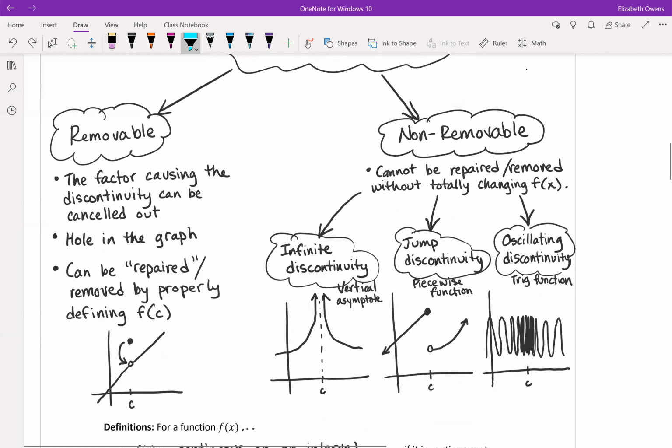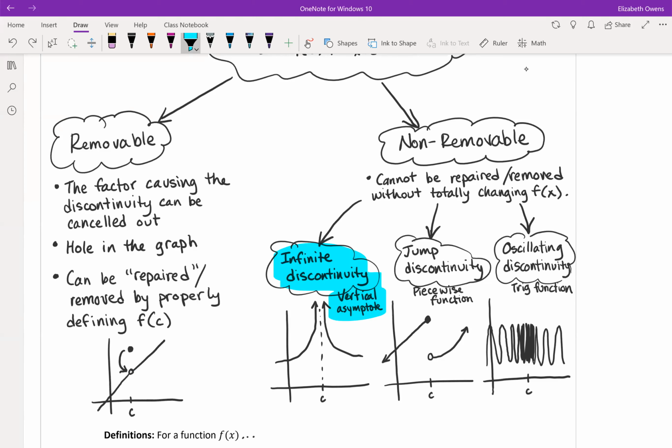Now, if it were an infinite discontinuity, a vertical asymptote type of situation, with vertical asymptotes, we tend to find where the denominator of something equals 0. On a vertical asymptote, it's not possible for the function value to exist. So we couldn't have f of c. In our problem, we actually had a value for f of 1. f of 1 was 4, so it's not an infinite discontinuity.